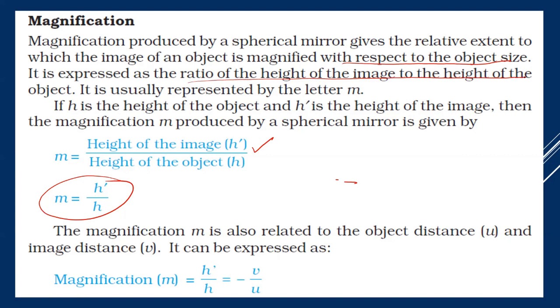Normally, can you tell me, will it have a unit? No, it won't have a unit because it is the same quantity upon the same quantity. If you measure height in centimeters, it will be centimeter upon centimeter. So magnification won't have any unit at all. If h is the height of the object and h dash is the height of the image, the ratio would be h dash upon h.